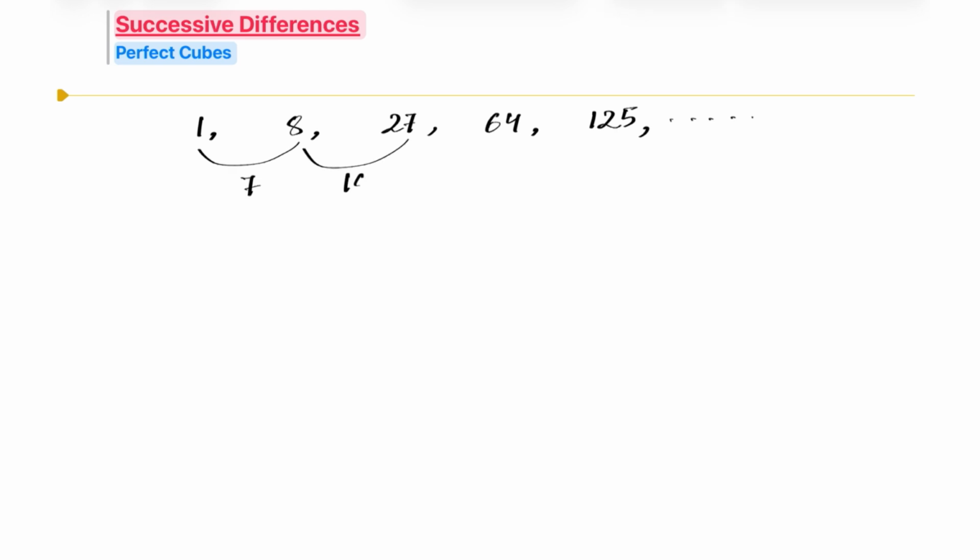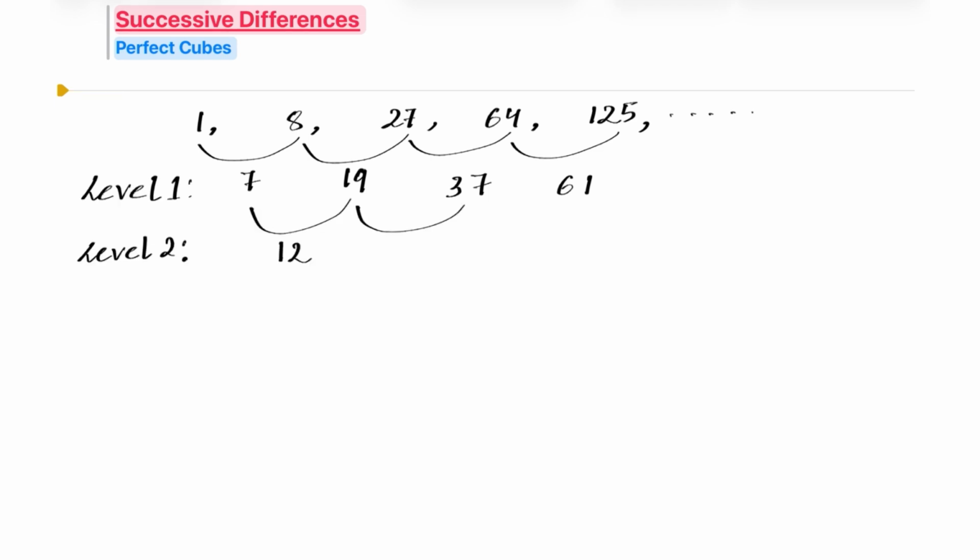Let us find successive differences for the perfect cubes. 8 minus 1 is 7. 27 minus 8 is 19. 64 minus 27 is 37. 125 minus 64 is 61. And after three levels, we can see the difference is same in all the cases.